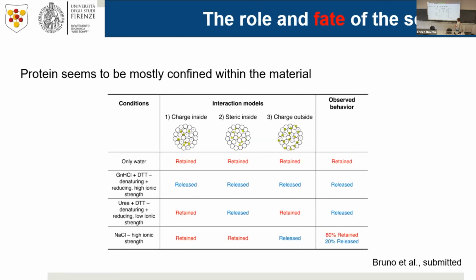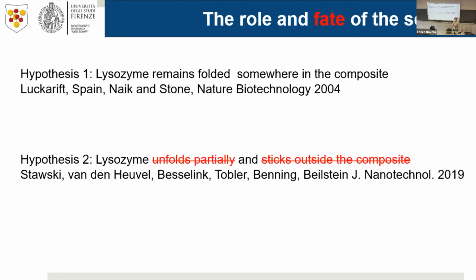So we did the tests, and of course, the protein is retained in water. It's released upon denaturation at low ionic strength, which seems to point towards a steric interaction. And only 20% is released, meaning that at least 80% of the protein is sitting inside the material. So, to cut this very long story short, hypothesis 2, where the protein unfolds and sticks outside of the composite, is basically disproved. So we can say that hypothesis 1 is more or less correct.